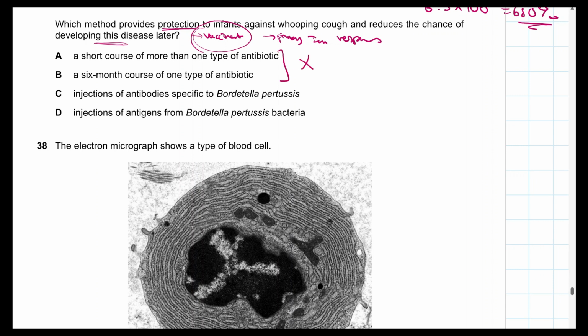Therefore, any antibiotics is totally incorrect. Antibiotic is therapy when the person already caught the disease. It cannot provide any specific protection. Now C, injections of antibodies. Now, antibodies also is if the person actually got the disease and you're trying to provide post-protection from the disease. For example, the rabies vaccine provides antibodies when the person already might have suspected rabies. Now for D, injections of antigens from Bordetella pertussis bacteria. Yes, injections of antigens is technically a vaccine. Therefore, the answer is going to be D.